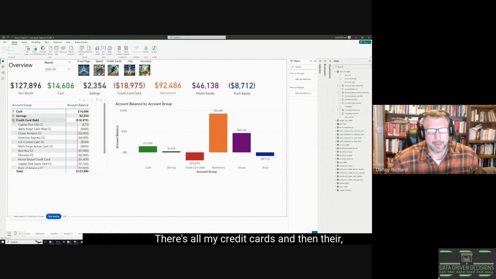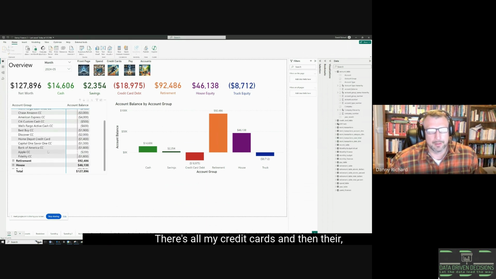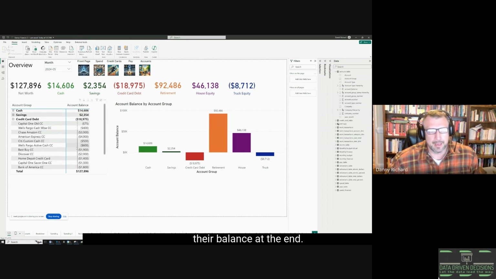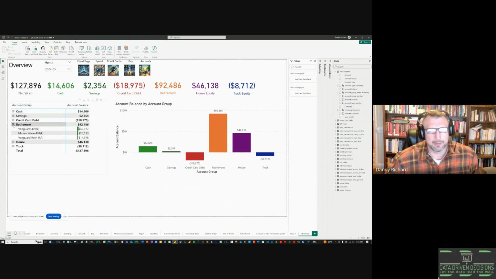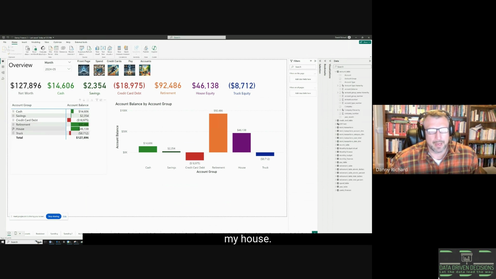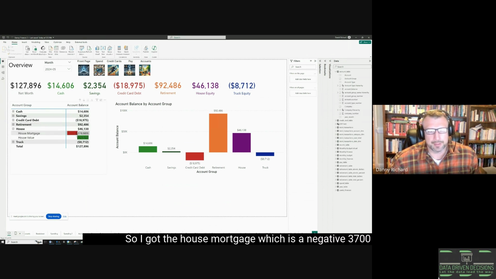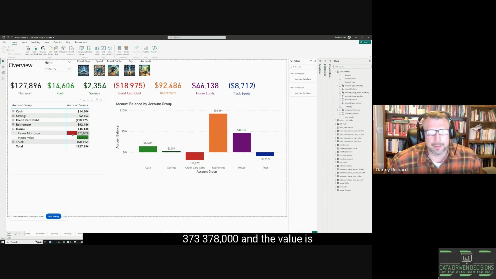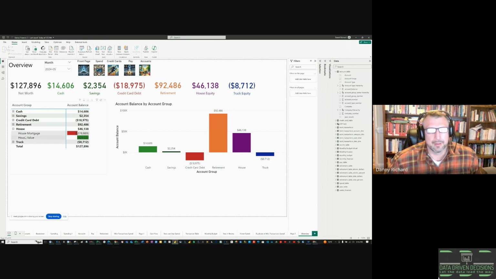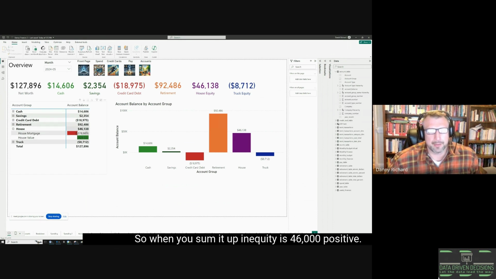Here's all my credit cards, and then their balance at the end. This is not actual, this is predicted. Retirement, my house. So I got the house mortgage, which is a negative $378,000, and the value is 425. So when you sum it up, the equity is 46,000 positive.